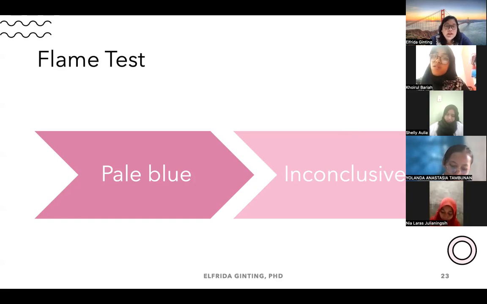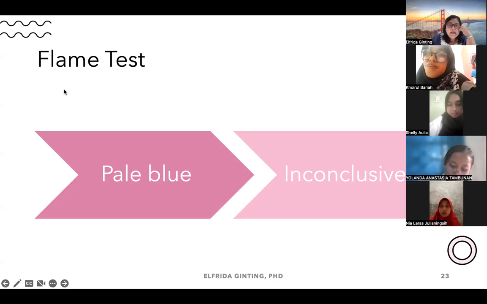So it's better that you combine the information. You get information by reacting lead with hydrogen sulfide, for example. Then you make a definite conclusion by doing a flame test. So if you get a pale blue and combine it with other information, then you will know for certain that what you have is lead.